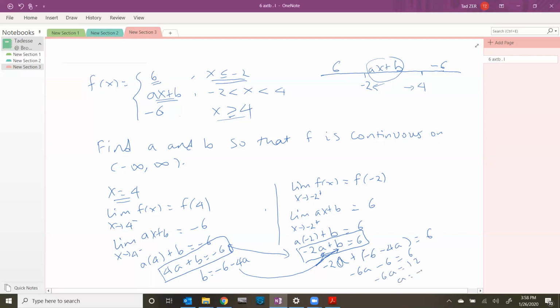A is -2. So the value of a is -2. If a is -2, go back to this equation here to find b. B will be -6 minus 4 times a, where a is -2, which is -6 plus 8. So it will be 2. So the values of a and b should be -2 and 2.